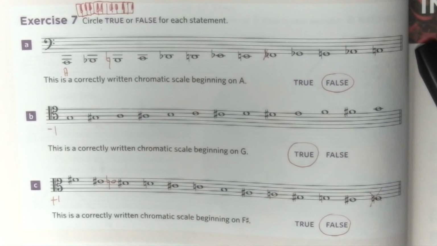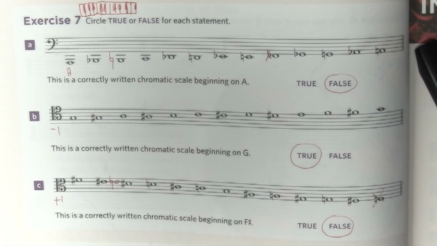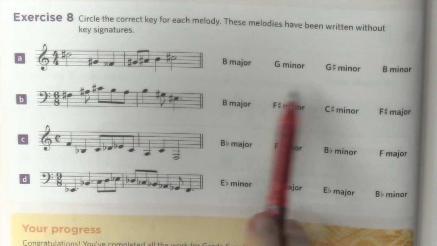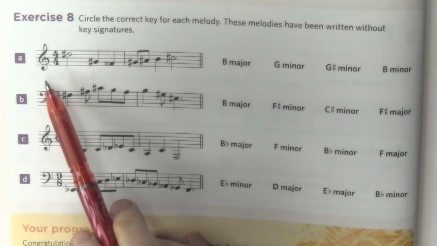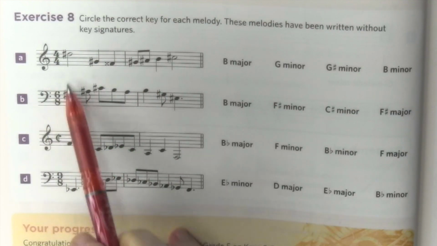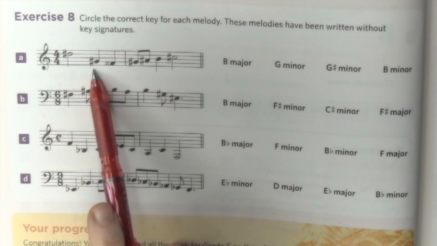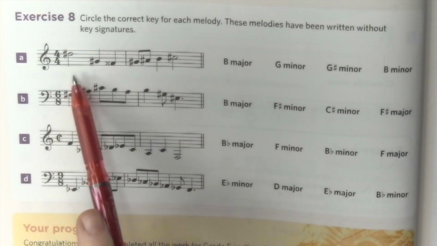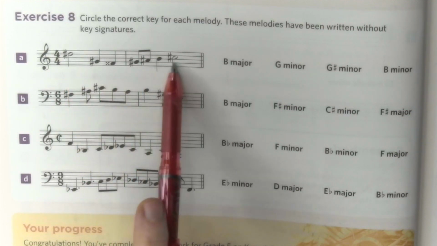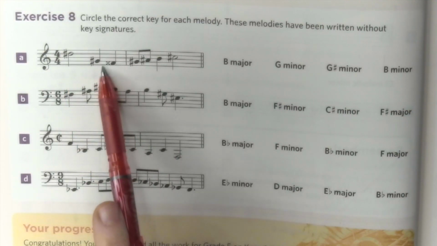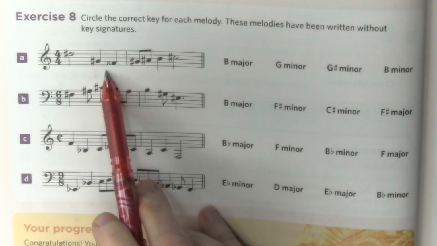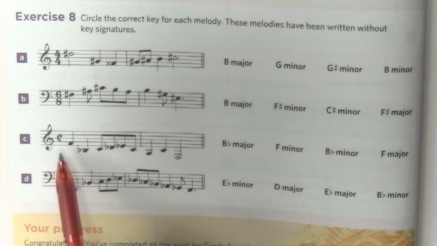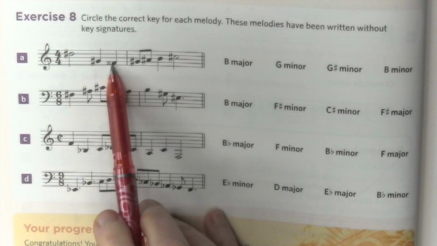For now, we move on to the last exercise of the chapter, exercise 8. In this last exercise, we are asked to circle the correct key for each melody. Here we need to look carefully at all the accidentals because they tell us everything. For example, this first melody has lots of sharps and it has a double sharp. Now this double sharp should switch on the red light. Attention, attention, because it's not that easy to find it.